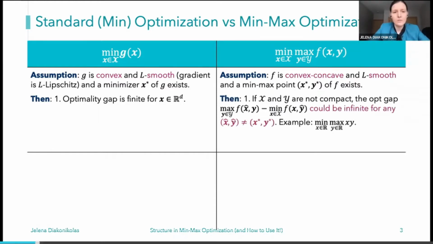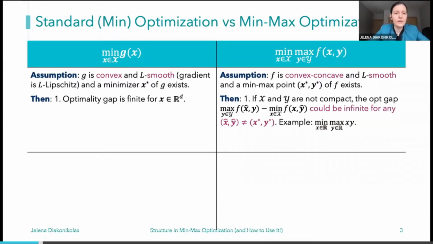For min-max optimization, if you remove this assumption of compactness, the gap could be infinite as soon as you move away from the solution. So even though a solution exists, if you just move away a little bit from it, you get an infinite gap, where I have defined the gap in the previous slide. And an example is just x times y. And I'll go through this example a little bit more later.